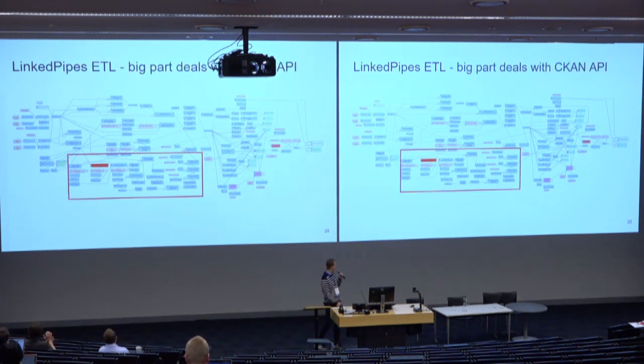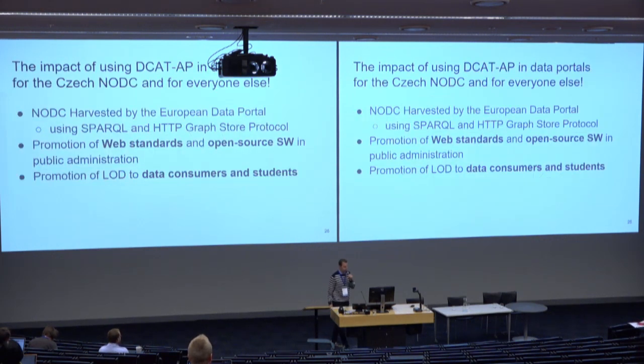One thing worth mentioning is this part down here actually is a large part and is solely responsible for dealing with the legacy CKAN JSON-based APIs. If this part wasn't there, it would be much simpler. Right. So what was the impact of our efforts?